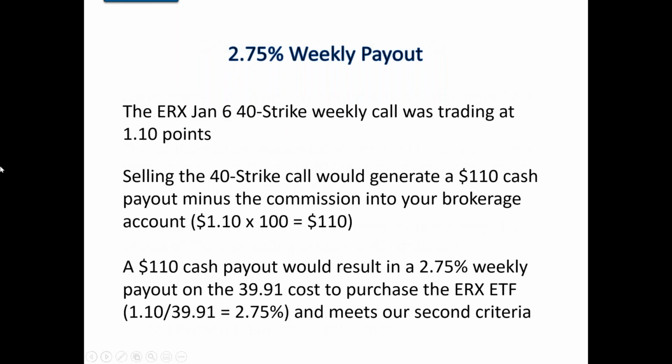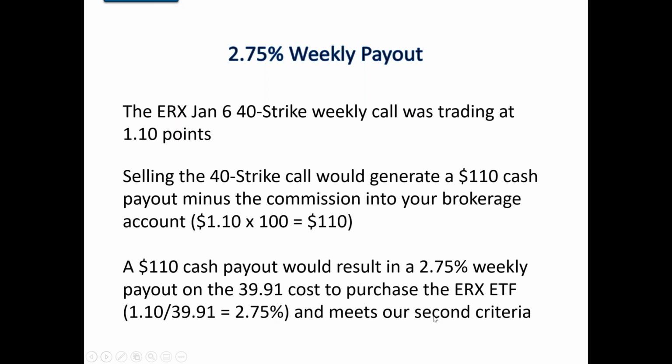At the time, the January 6th 40 strike call was trading at 1.10. So selling that 40 strike call would generate $110 in cash payout minus the commission. And the way we calculate the weekly return is we simply divide the weekly premium, in this example 1.10, by the cost of the ETF of $39.91. So in this example, if you divide the premium by the cost of the ETF, you come up with a weekly payout of 2.75%.